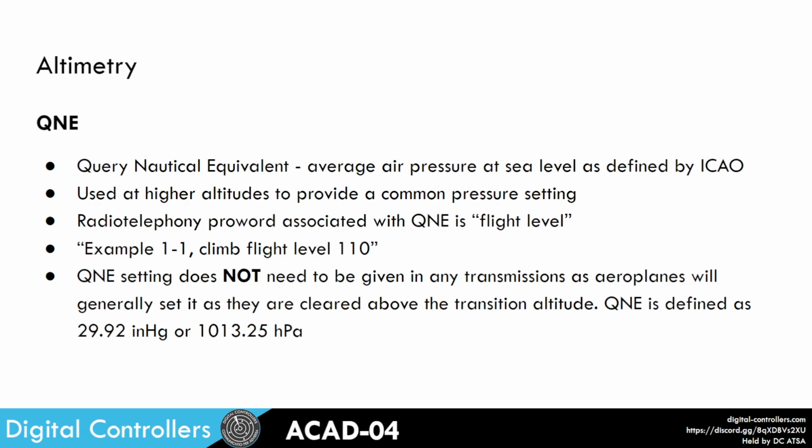The radio pro word that we use with QNE is flight level, and every flight level is 100 feet. So in this example, 11, climb flight level 110. We are asking 11 to climb to what would show on their altimeter as 11,000 feet on the QNE. The QNE does not need to be given to any pilots, as it doesn't change, and they would generally set it either when cleared above the transition altitude or when passing the transition altitude.